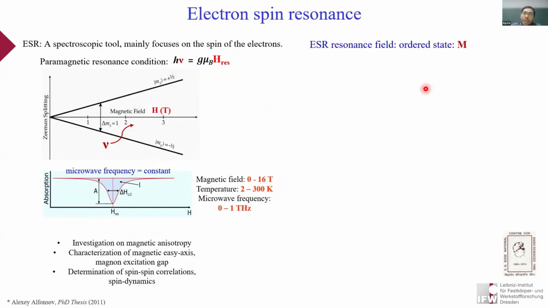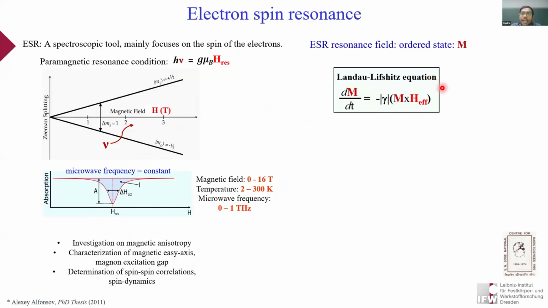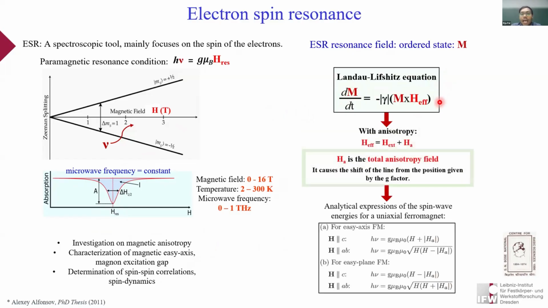Now, if we have a ferromagnetic system, then we have to excite the net magnetization of the system, and the dynamics will be followed by the Landau-Lifshitz equation. And here, if the system has an anisotropy, then the anisotropy will be given by the anisotropy field, that is HA. And this HA will shift the line from the position given by the g-factor. And after using this, we can get the analytical expression for spin wave energies for a uniaxial ferromagnet like this.